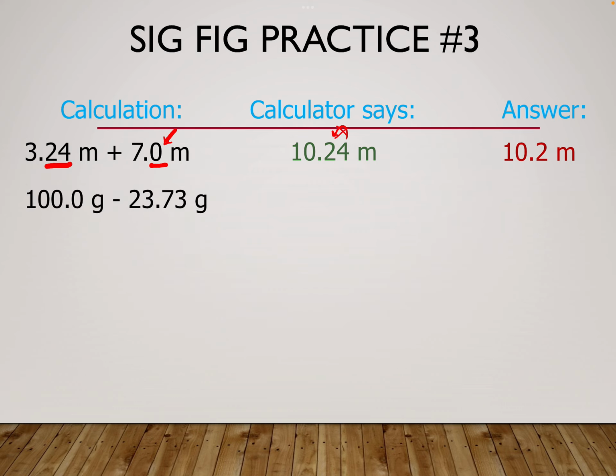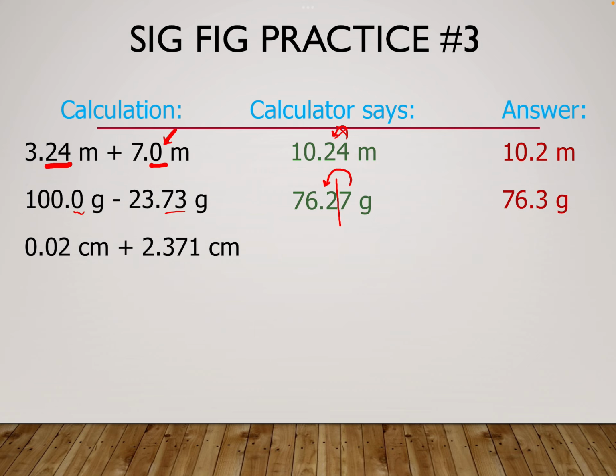All right, let's look at this one. Again, we're going to think digits past the decimal. This one has 1 versus 2. So when we punch this in our calculator and it looks like this, we say, okay, but I can only have 1 digit past the decimal. The 7 rounds up the 2, so we get 76.3.